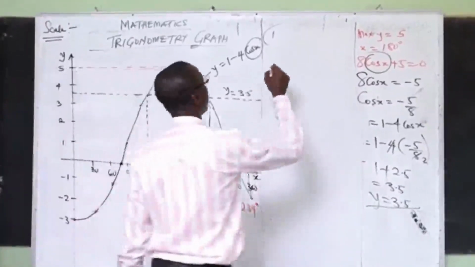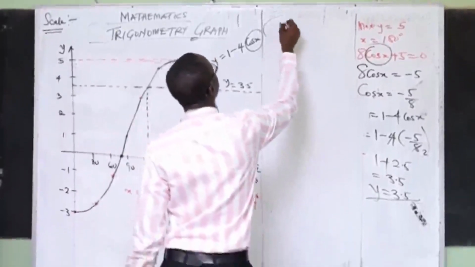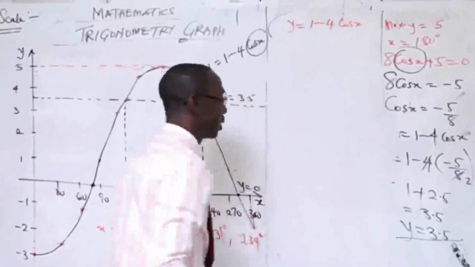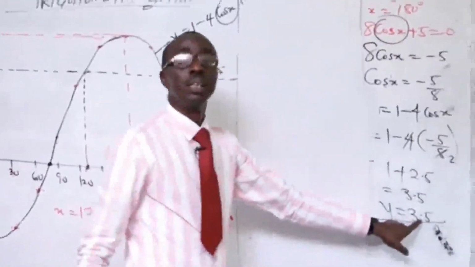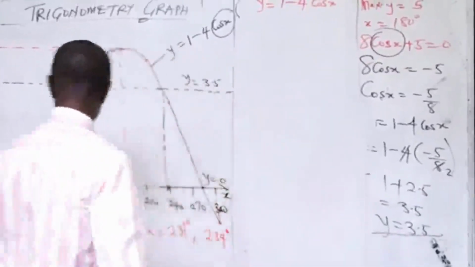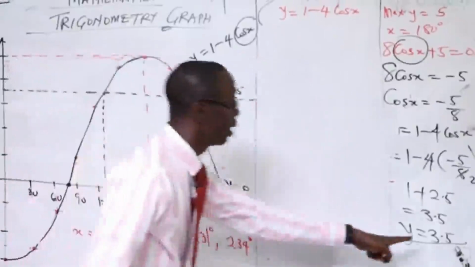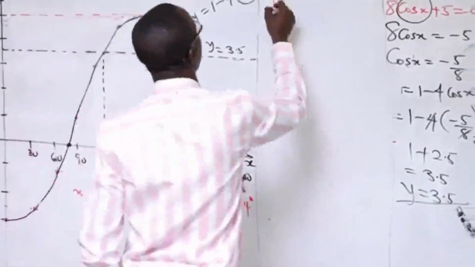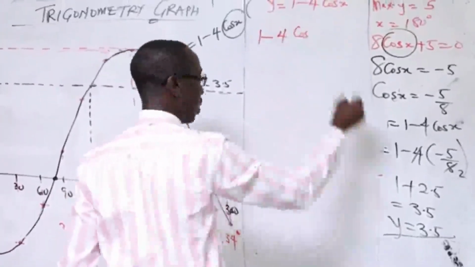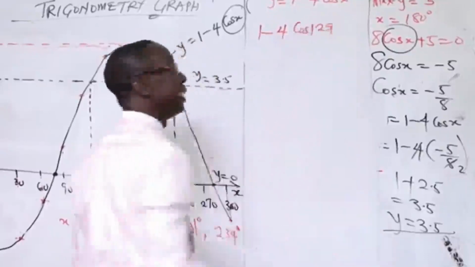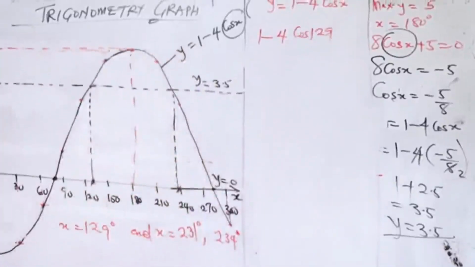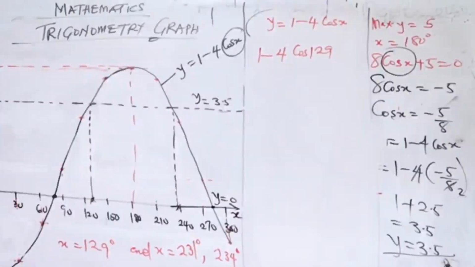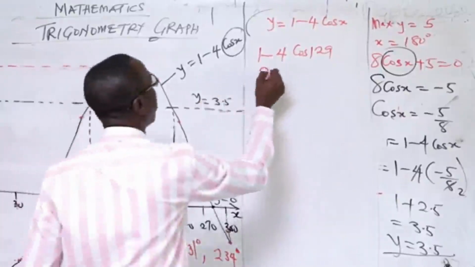The equation is y is equal to 1 minus 4 cos x. But the answer we should get now for y should be what? 3.5. So whenever you substitute any value here, if your answer is not 3.5, you are not getting the right thing. So 1 minus 4 cos 129. This is in the exam. We are testing our answers in the exam. Okay? You see now? 3.5.